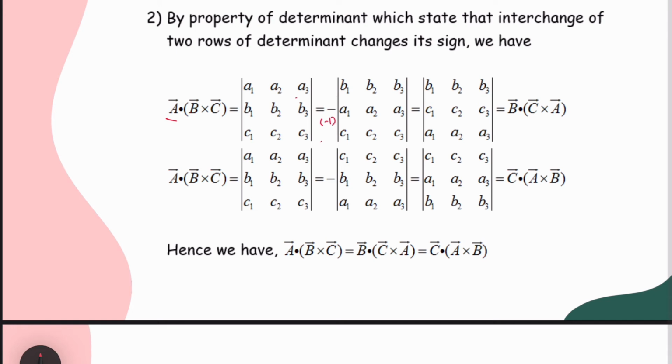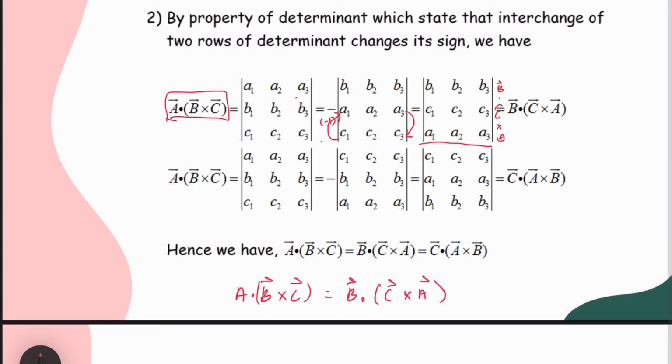But now your A will go to row number 3, and your C from row number 3 will go to row number 2. So you have here B1, C1, and A1. Okay, so this one is B dot C cross A. This one is how you read the determinant matrix. So what we can say is this matrix is equal to this one, which means that A dot B cross C is actually equal to B dot C cross A.